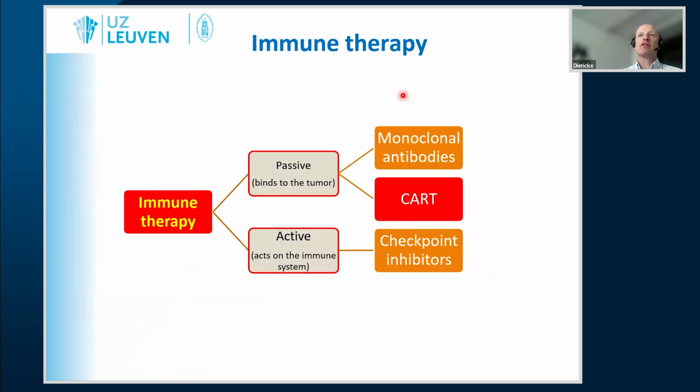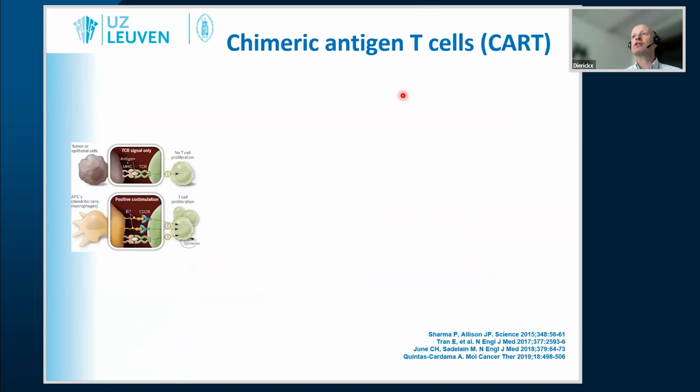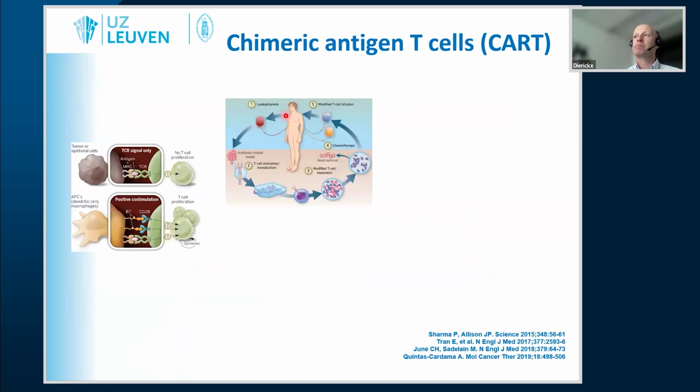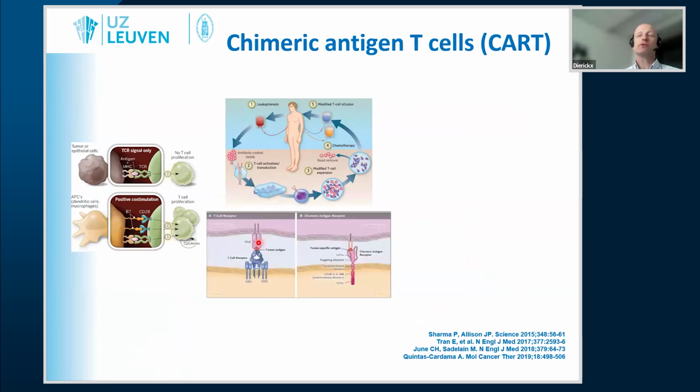The last one is the CAR Ts. So CAR Ts are actually T cells, which are taken from the patient by apheresis. And then in the lab, a chimeric T cell is made. So you have your own T cell receptor, but you have a second receptor, which is actually mimicking a T cell receptor.